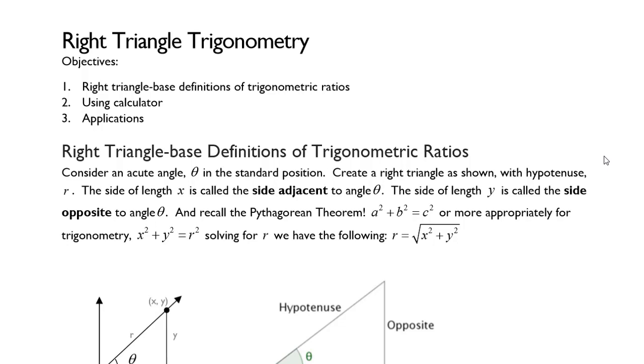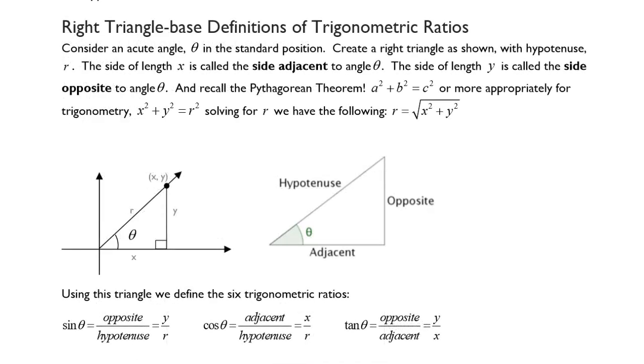Right triangle base definitions of trigonometric ratios are as follows. We need to consider an acute angle. Remember, an acute angle is less than 90. Theta, we'll call the angle theta, in the standard position. Create a right triangle as shown with hypotenuse r. The side of length x is called the side adjacent to angle theta. The side of length y is called the side opposite to angle theta.